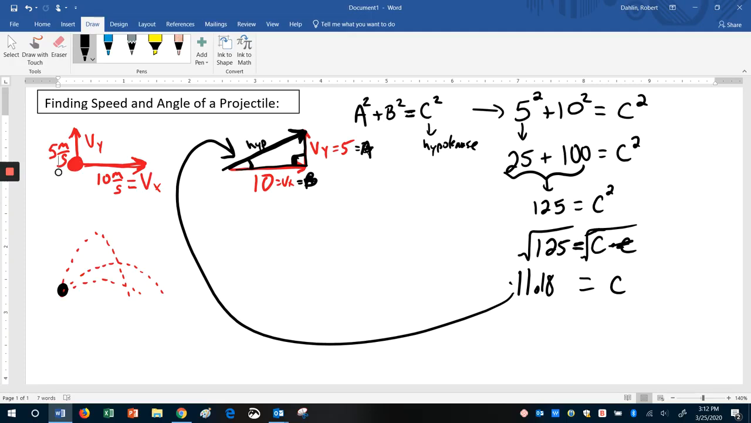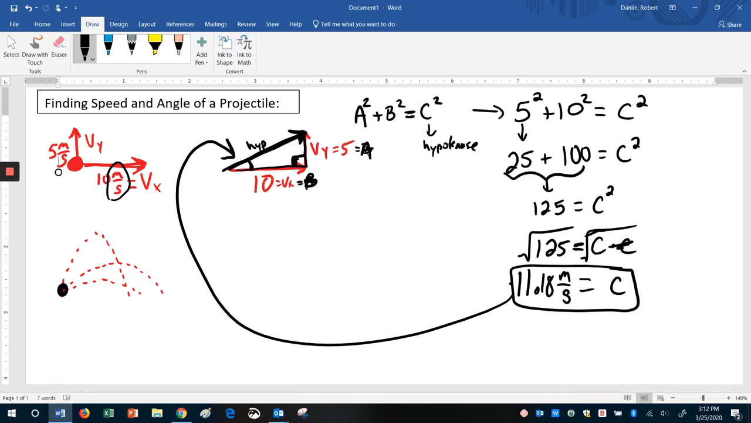But what unit should it have? Go back to the original starting numbers. The units here are actually meters per second. So this is telling us how fast the marble was launched out of the launcher. Okay, so that's finding us the speed.